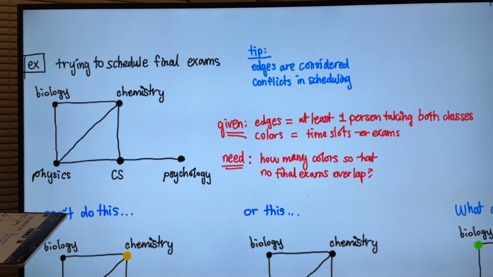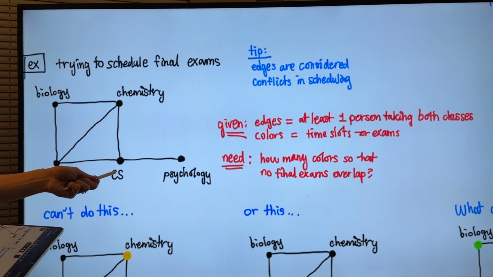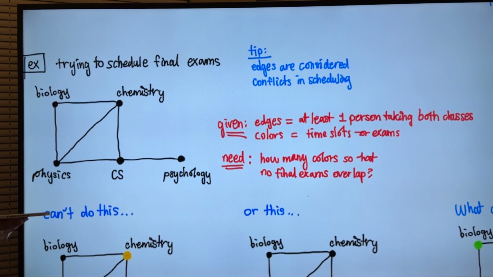Therefore, their final exams cannot be at the same time. That's impossible. So for this student studying CS and Psych at the same time, they can't have their final exam at the same time. That won't work. So when we're talking about colors right now, we're just looking at time slots for the exams, okay?